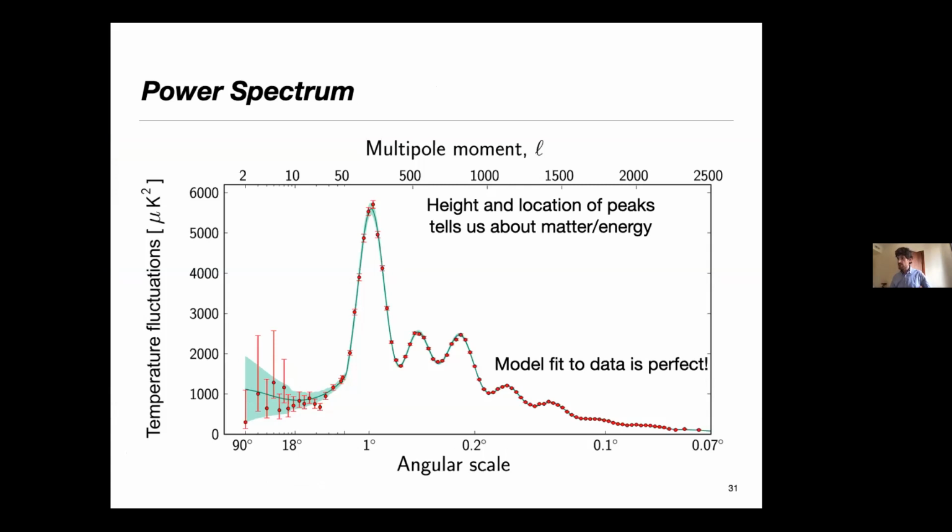And then the other comment I'll make is that the red points are data, and the green line is a fit to the data with our model of cosmology that depends on the matter and energy content. So the point here is that the model fit to the data is essentially perfect. And because it's so good, and because the error bars in the points are so small, we can very precisely say something about the matter and energy density of the universe.